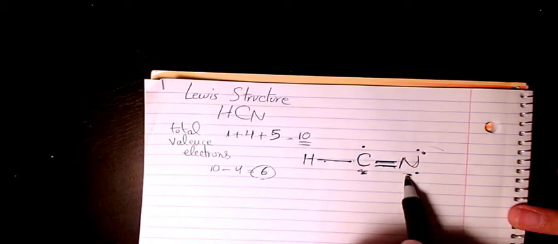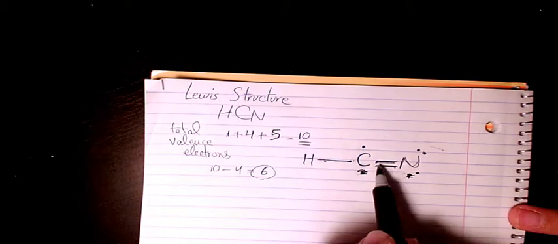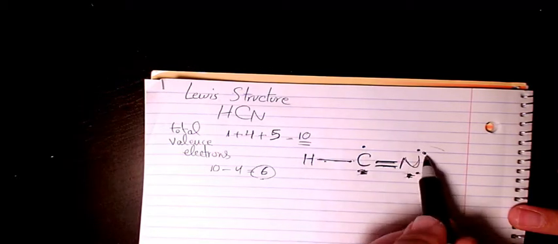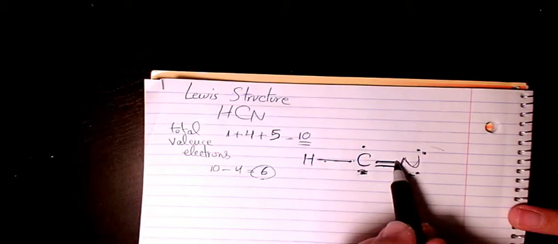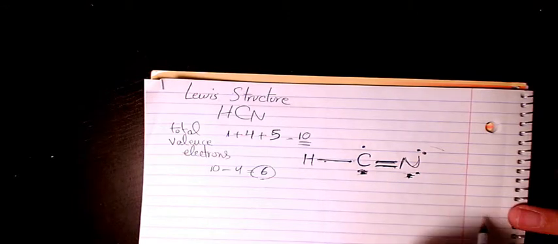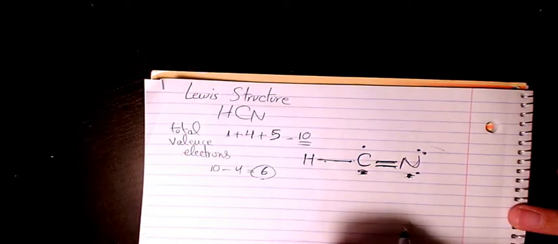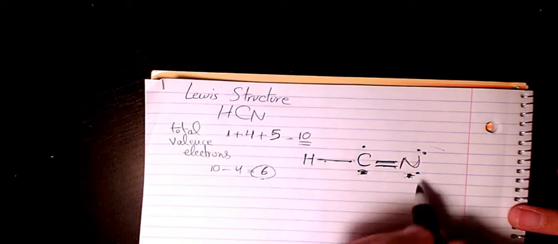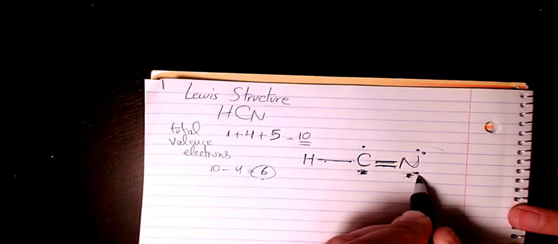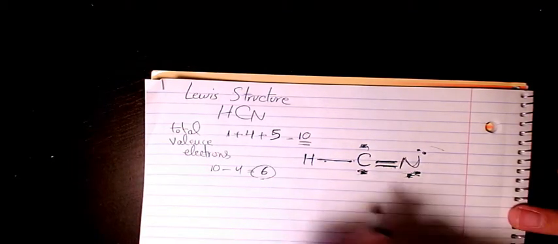And here we have 2, 4, 6, 7 electrons. And here we have 2, 3, 5, and 7 electrons for nitrogen. So it means that still we don't have the octet. Let's take another electron from each of them and make it a bond.